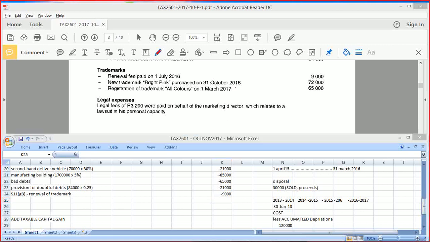Now we need to look at the second bit of information. Now I'm creating my own brand, my own trademark. Does that make sense? Yes, sir. So if we're looking at the details here, this was a new trademark, bright pink, purchased on. So that means this was a bought trademark. Oh, it's an acquisition, yes, sir. So it's actually acquisition, yes.